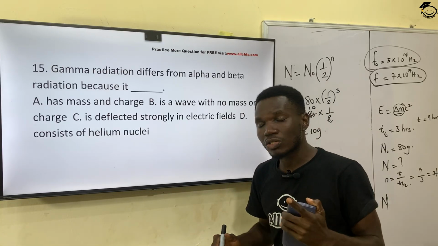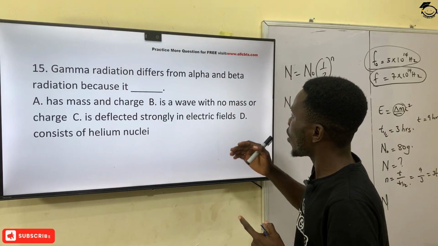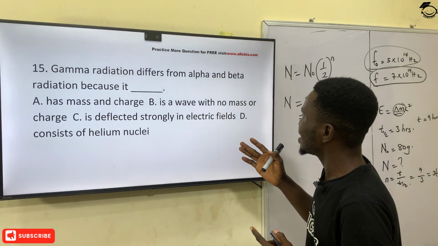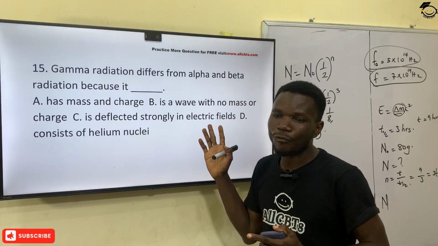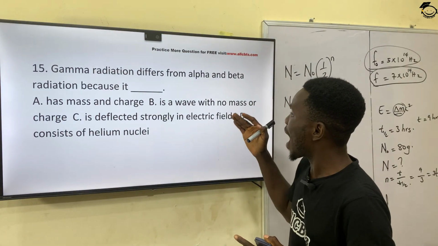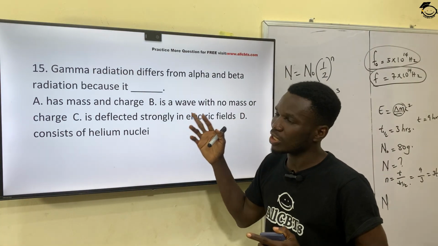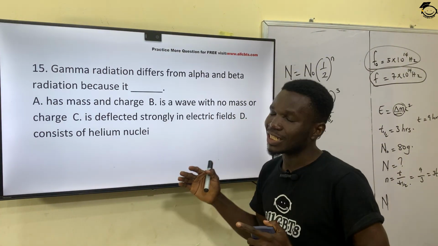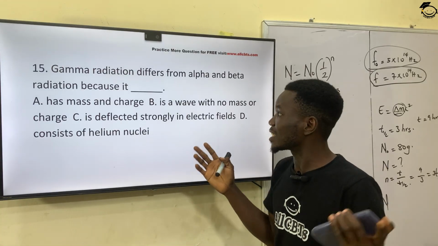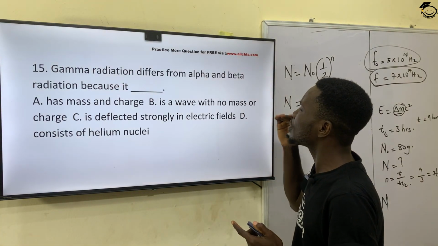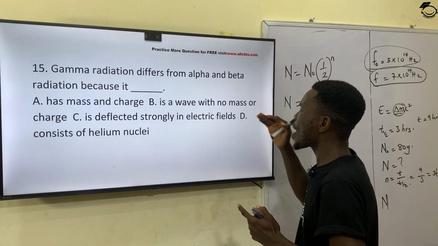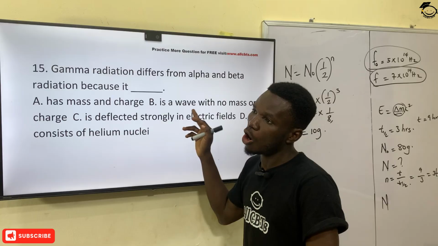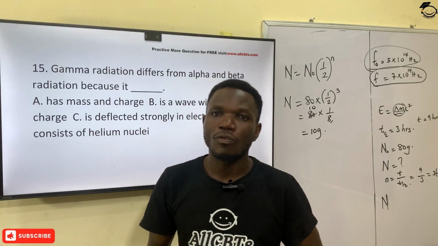Please note that it does not consist of helium nuclei. That is for alpha radiation. And it is not deflected in an electric field. That is for alpha and beta. So option A says it has mass and charge. It does not have mass and charge. So the correct answer is that it is a wave with no mass or charge, which is option B. So we've come to the end of this class.